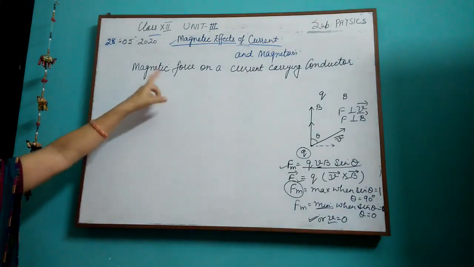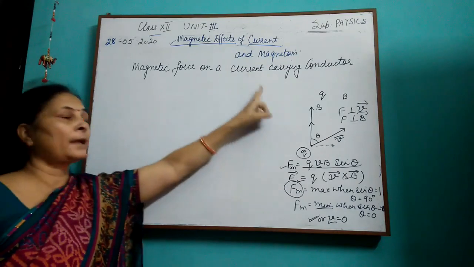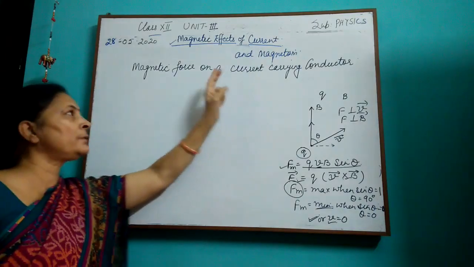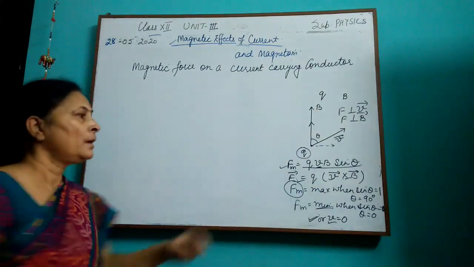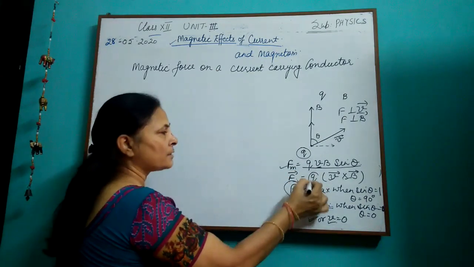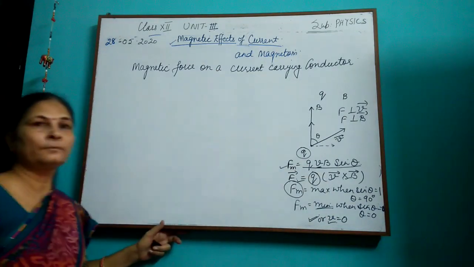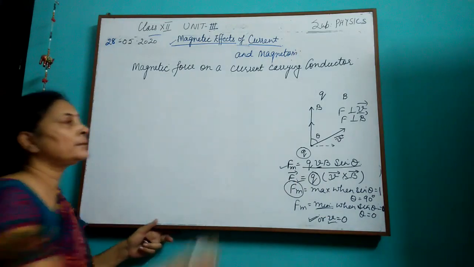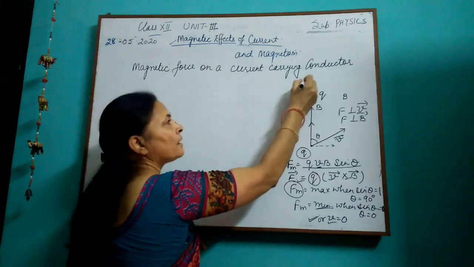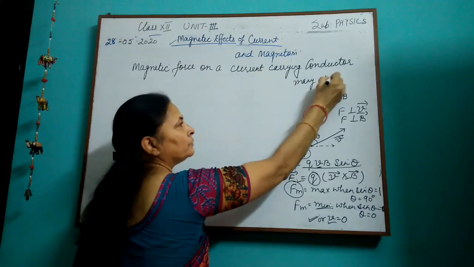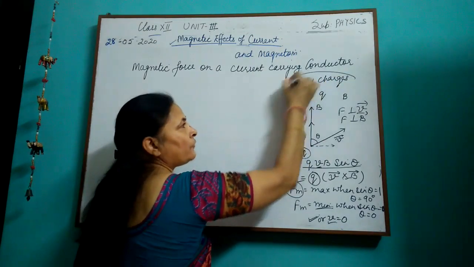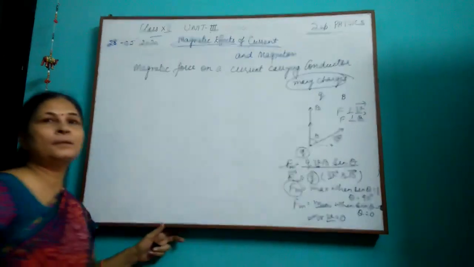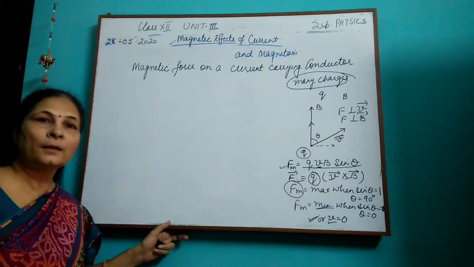Now we'll talk about magnetic force on a current carrying conductor. What is the difference between this expression and this expression? Here we are talking about a single charge. A charge Q is moving. When we talk about a current carrying conductor, many charges are going to move. So first we'll have to find out how many charges are moving in a conductor.